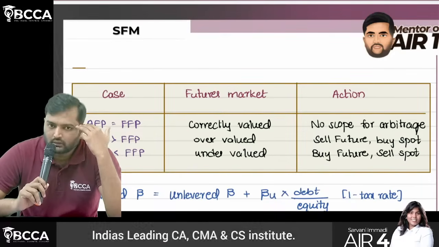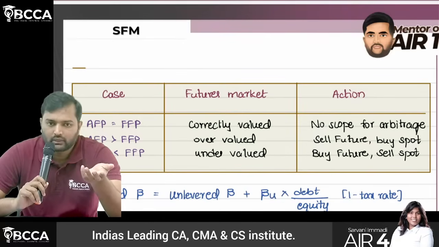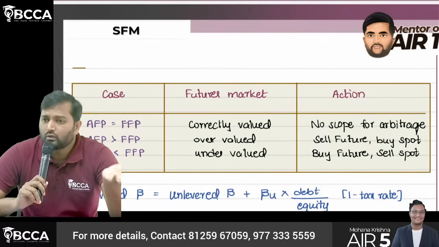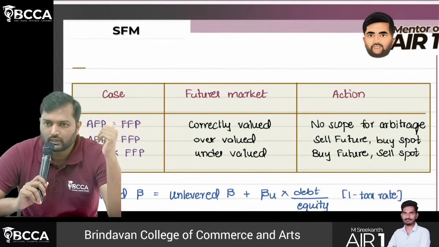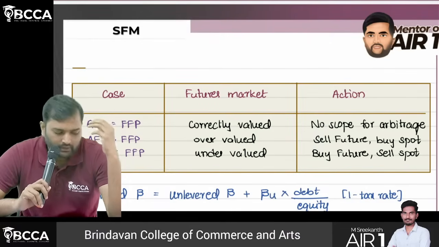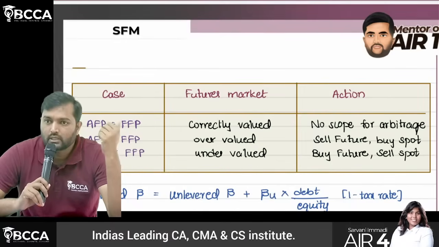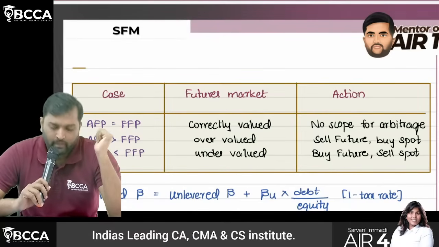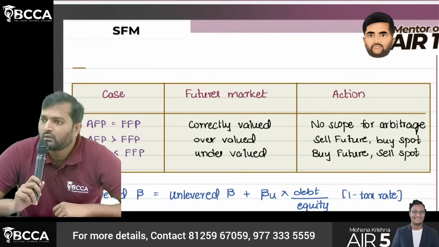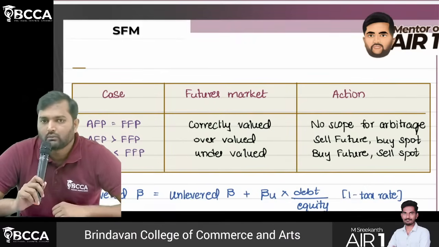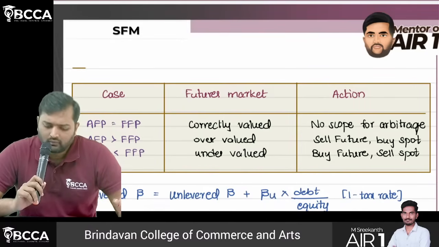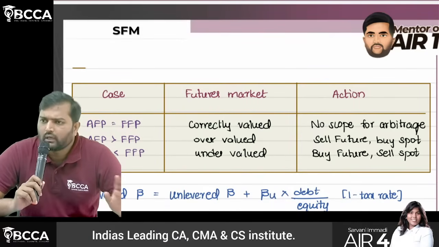Using that logic, that is, if there is no futures concept, we have to buy the share and carry it for the next 3 months or 4 months. Yes or no? By applying that logic, we are finding out the fair future price, which is called a theoretical price. We compare theoretical price and what? Actual future price. Suppose actual future price is equal to fair future price, both are the same, correctly valued, and there is no scope for arbitrage.